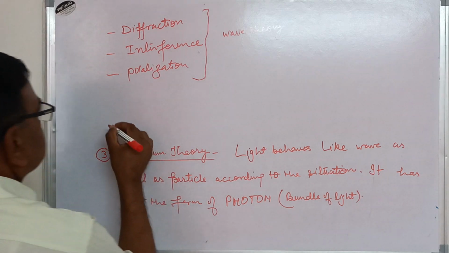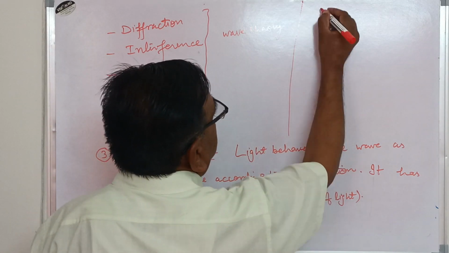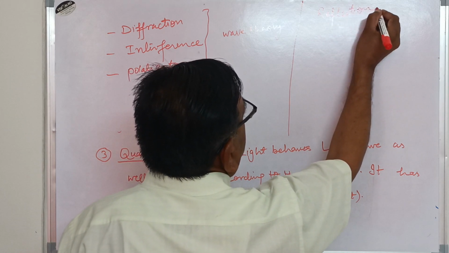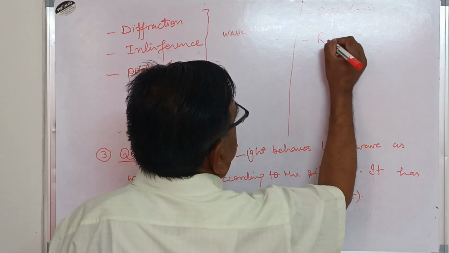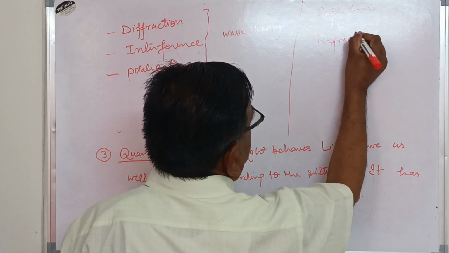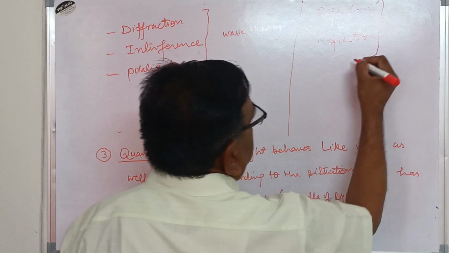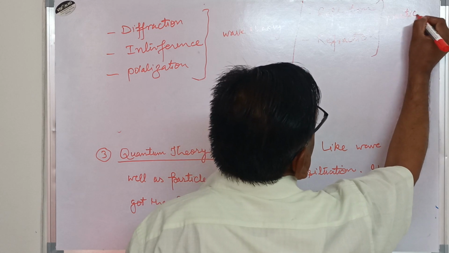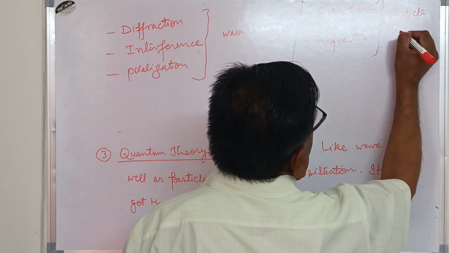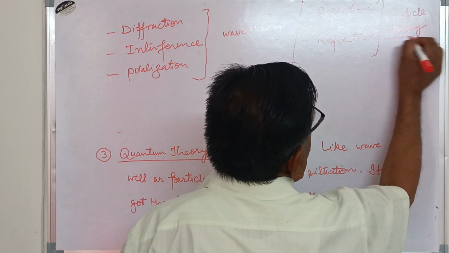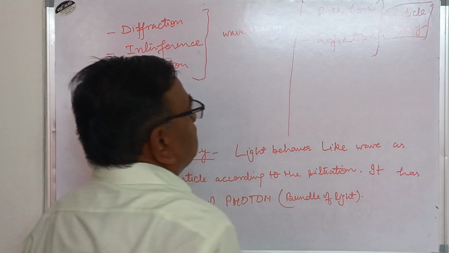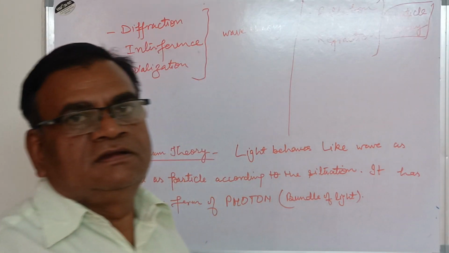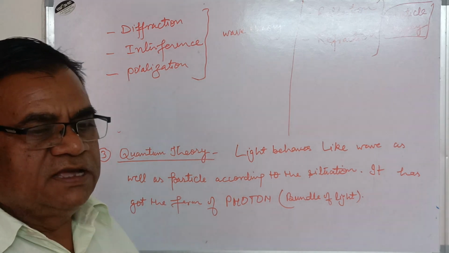And reflection, refraction, these are explained by the particle theory, the particle nature of light. Light consists of small particles. So this is about the light. Now I will start the main topic. Now we will talk about reflection.